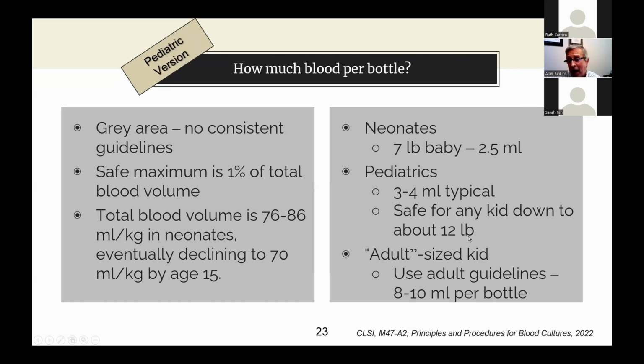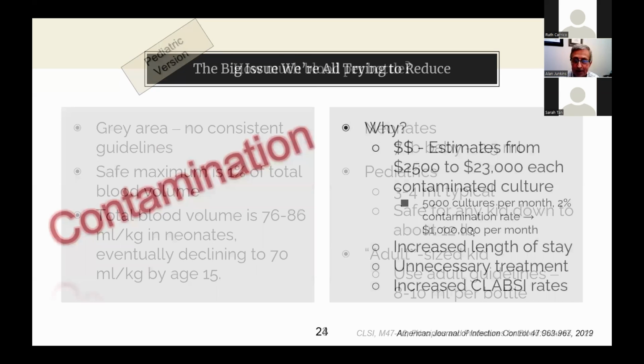But it's always tricky. I'll be honest with you, this 8 to 10 mils per bottle, if you put in that 1% rule, this would be safe down to a kid that's about 25 or 30 pounds. We are never going to get 8 to 10 mils of blood from a kid who's 25 or 30 pounds. Our pediatric nurses are just not going to draw that. So we struggle to get 3 to 4 mils.